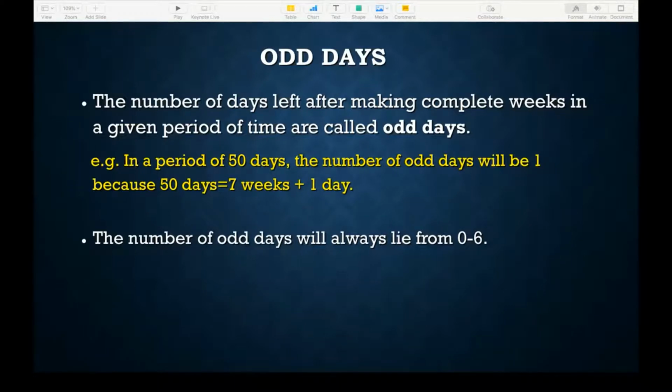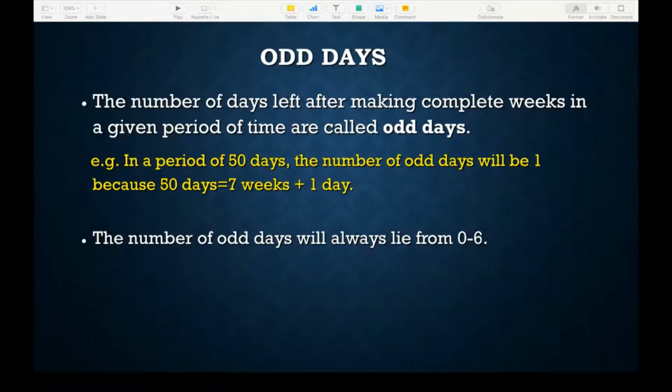So after taking out complete weeks, whatever remaining days are there will be equal to the number of odd days. Like if I give you a period of, let's say, 90 days, from 90 days, how many complete weeks can we draw out?